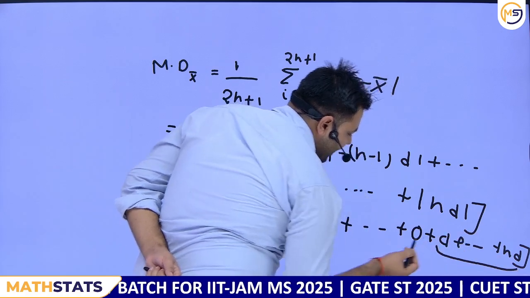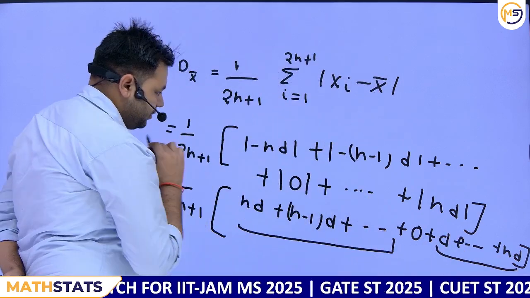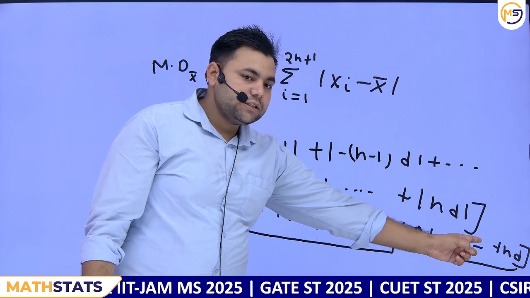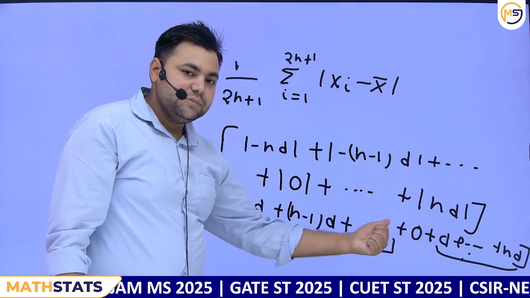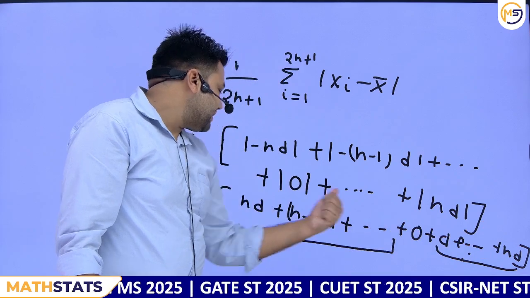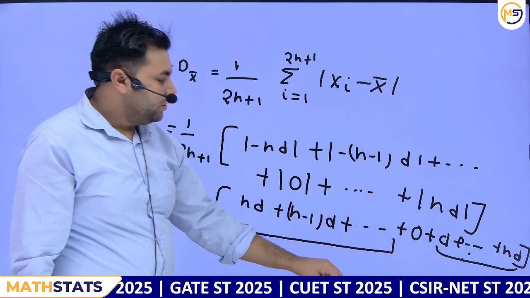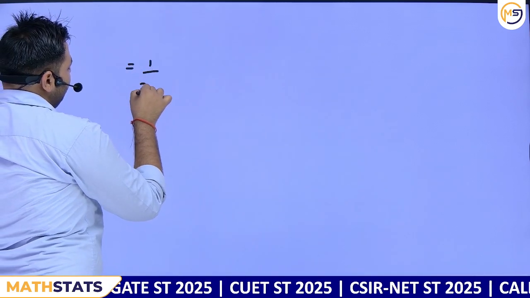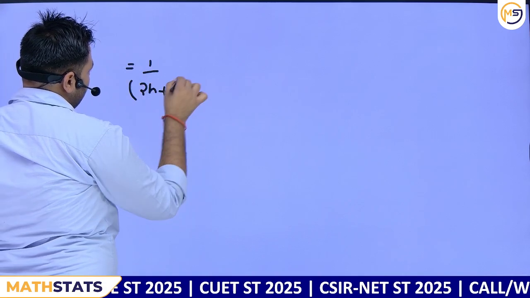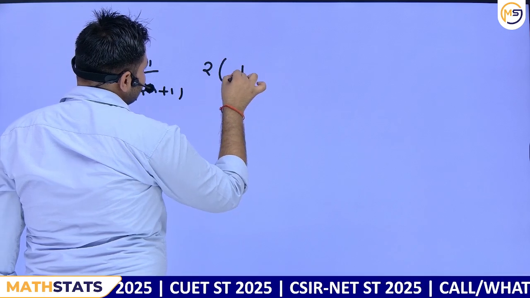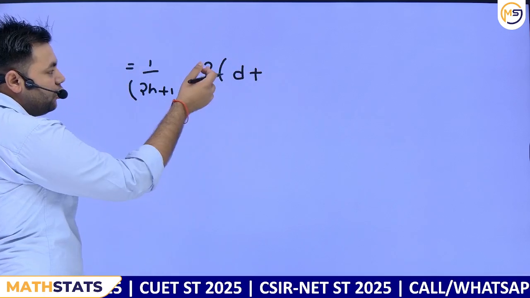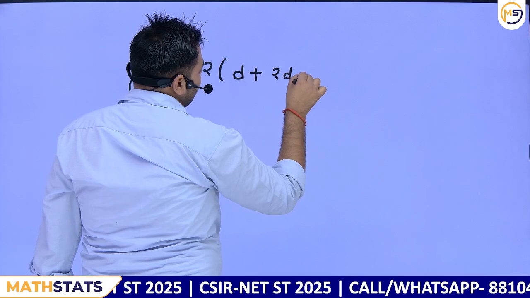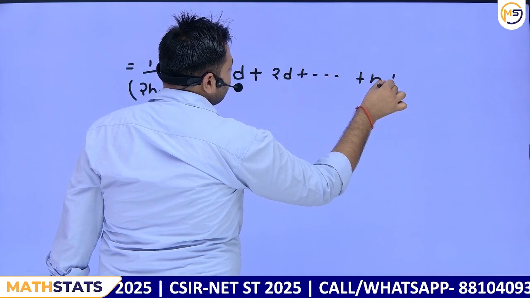Here this term and this term are common. Beside 0, d plus so on up to nd, and here beside 0, d plus nd, these terms are common. So if we add this series in this way, we get 1 upon 2n+1 times 2 into d plus, otherwise starting from 0, adding 0 has no meaning. Okay, so d plus 2d plus so on plus n into d.